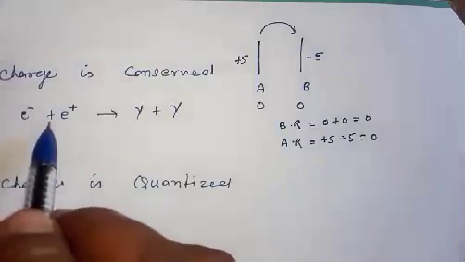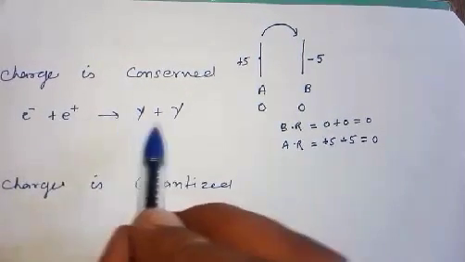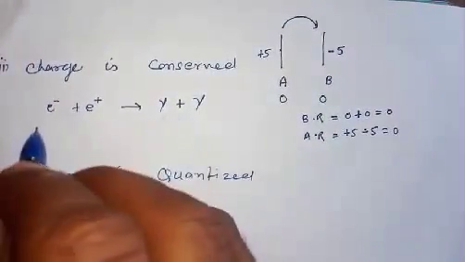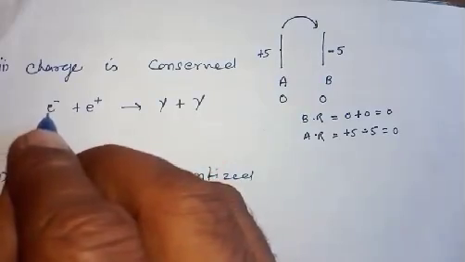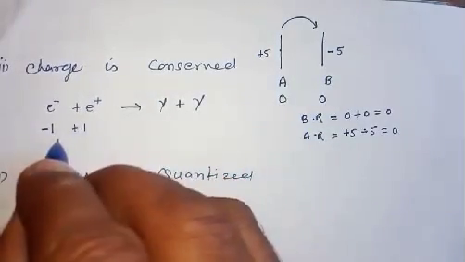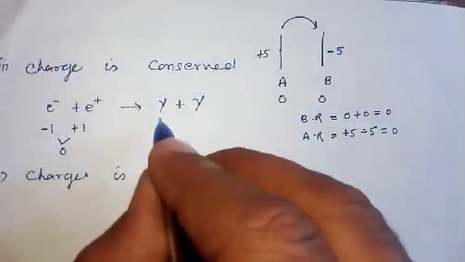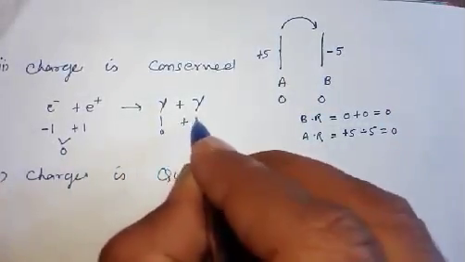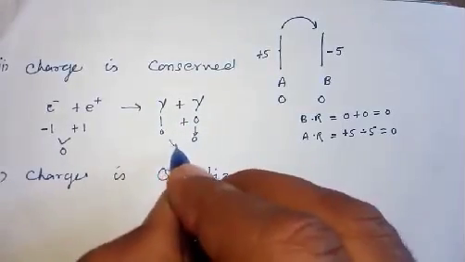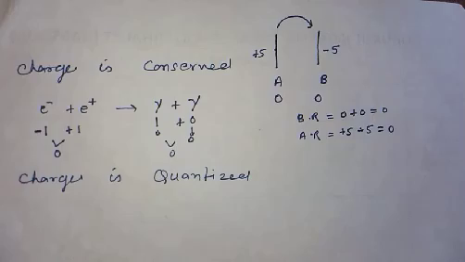When an electron and its antiparticle, the positron, react, two gamma particles are emitted. So before the reaction you have an electron, which is a negative charge, and a positron, plus one charge. So what is the net charge? 0. Gamma particles have no charge, so 0 plus 0. So again net charge is 0. In this way charge is conserved.